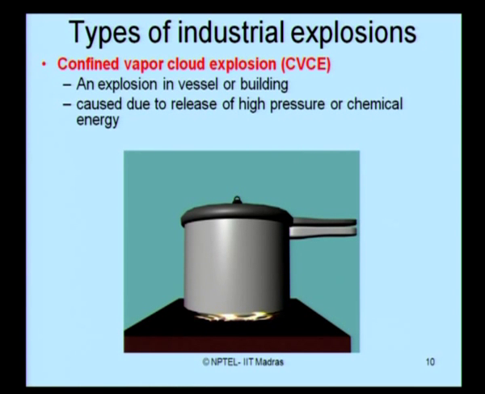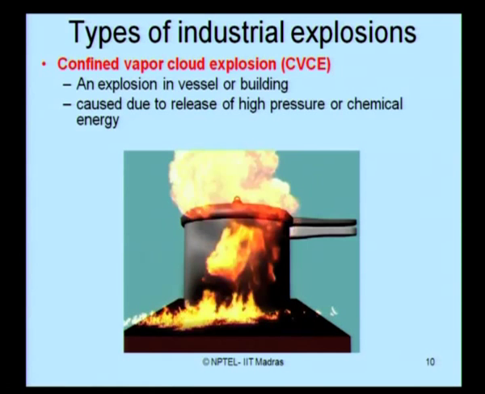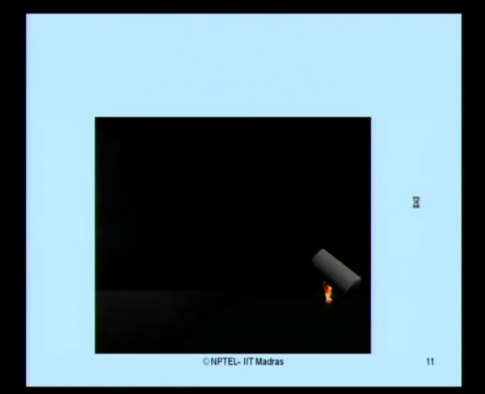The first one is what we call confined vapor cloud explosion, CVCE. This is an explosion which could occur in a contained vessel or a building. This is essentially caused due to release of high pressure or chemical energy. For example, I have a contained vessel, the pressure in the contained vessel is increasing and that could result in an explosion. This kind of explosion is what we generally call confined vapor cloud explosion.